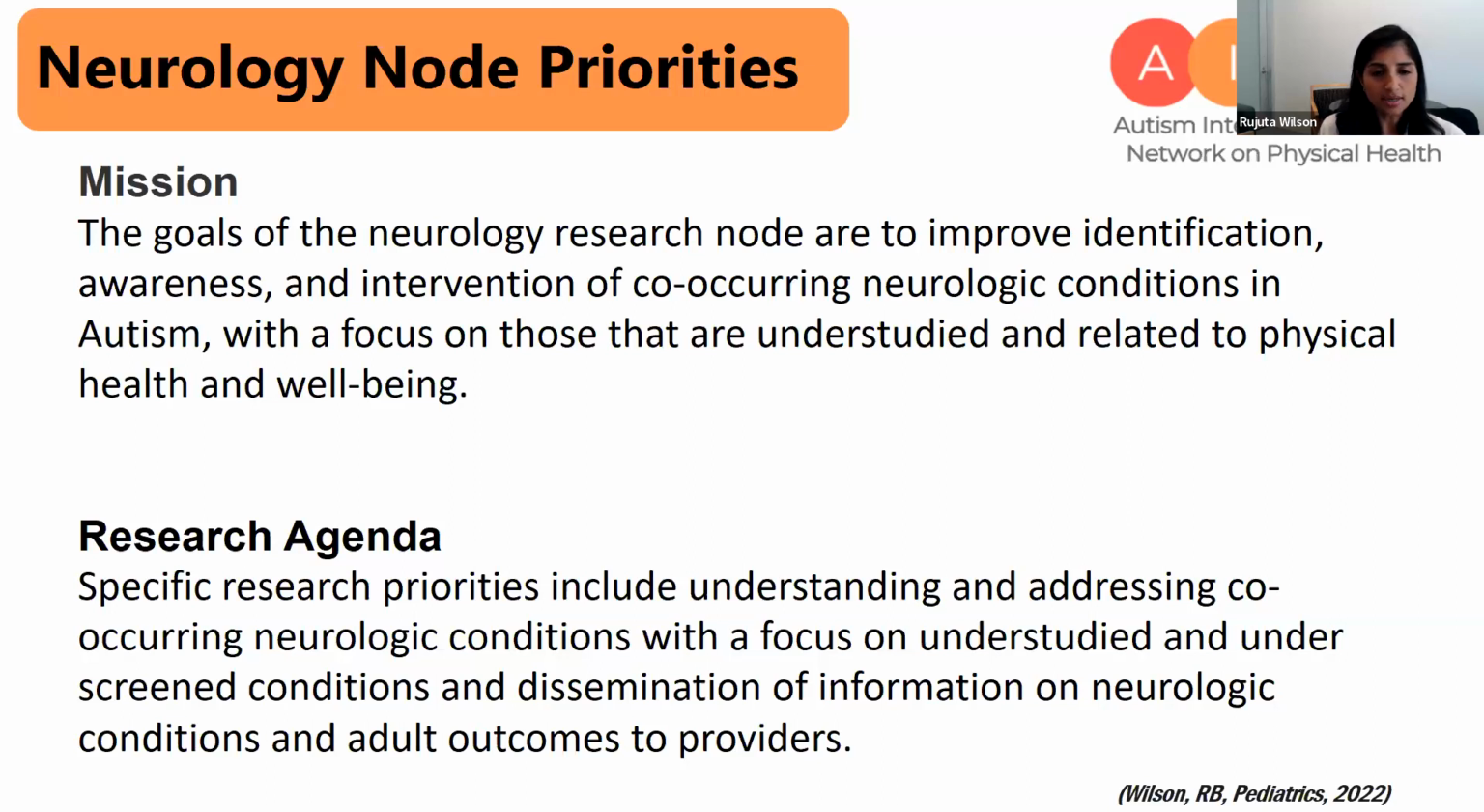And our research agenda, very similarly, has specific research priorities that include understanding and addressing co-occurring neurologic conditions with a focus on those understudied and underscreened conditions, and disseminating information on these conditions and adult outcomes to providers. So both pediatric and adult outcomes.